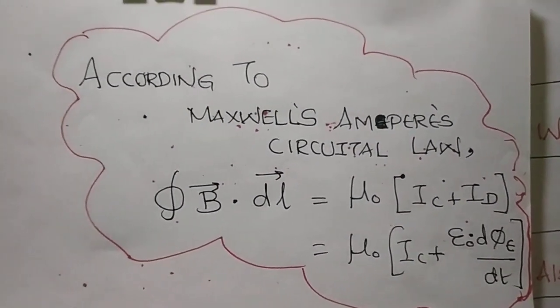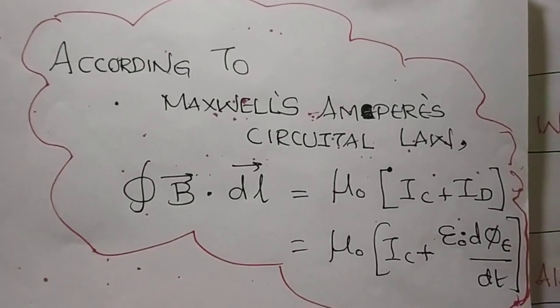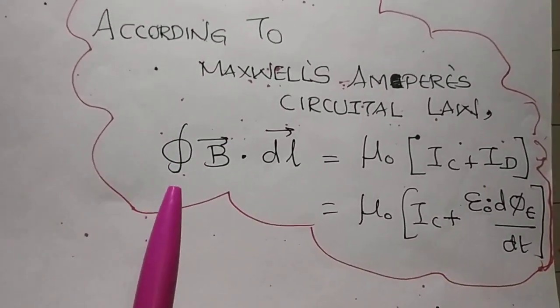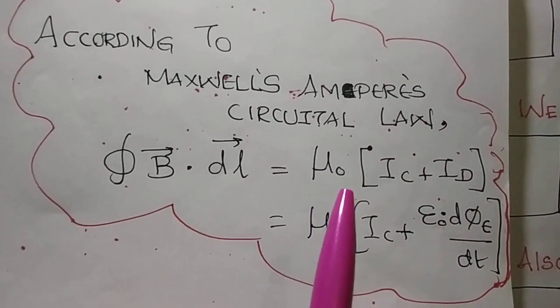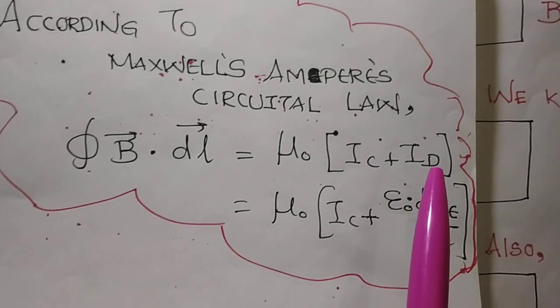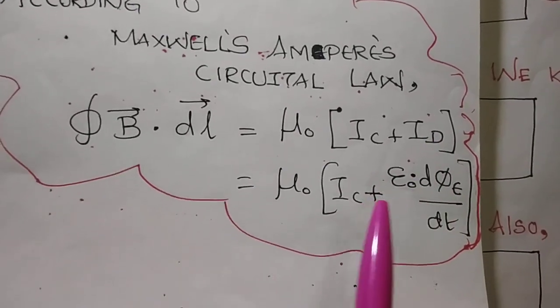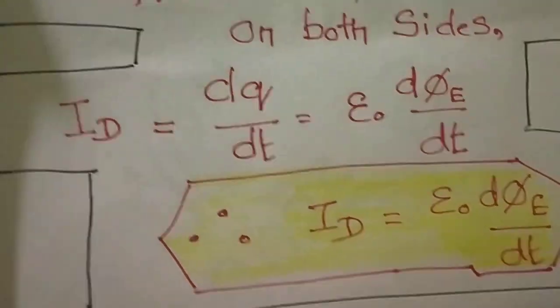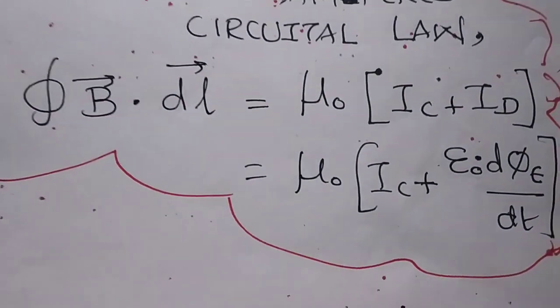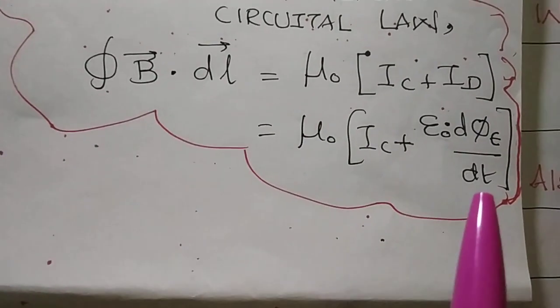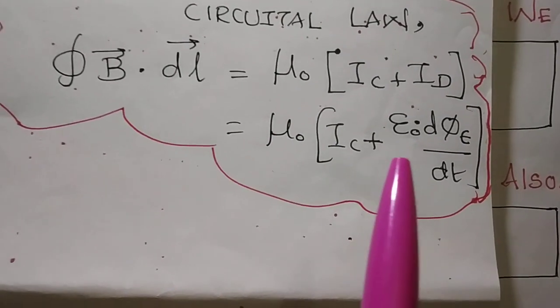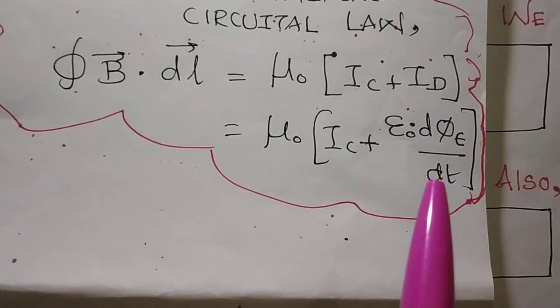We know that according to Maxwell's Ampere circuital law, the line integral of B vector dot dl vector is equal to mu naught times the conduction current plus the displacement current. So substituting the value of the displacement current in this equation, we get the line integral of B vector dot dl vector is equal to mu naught of IC plus epsilon naught d phi E by dt.